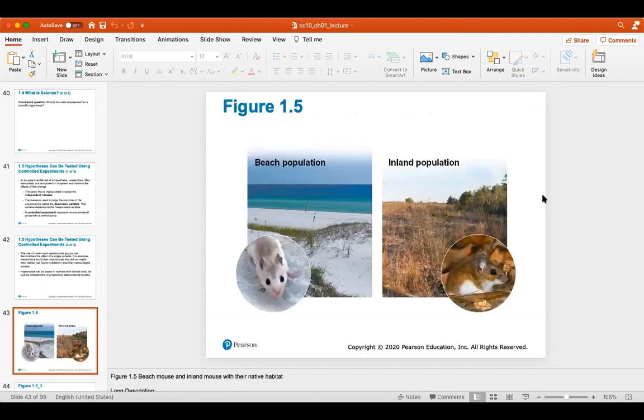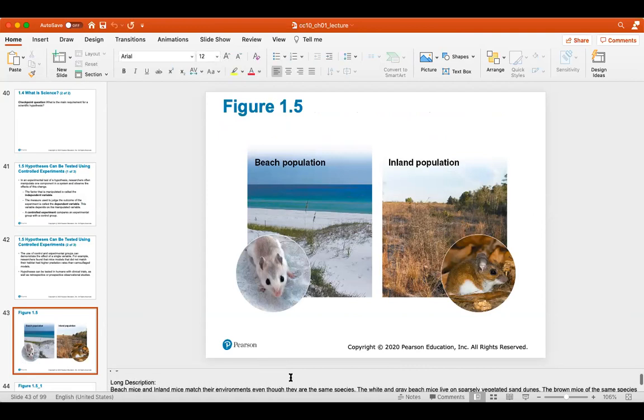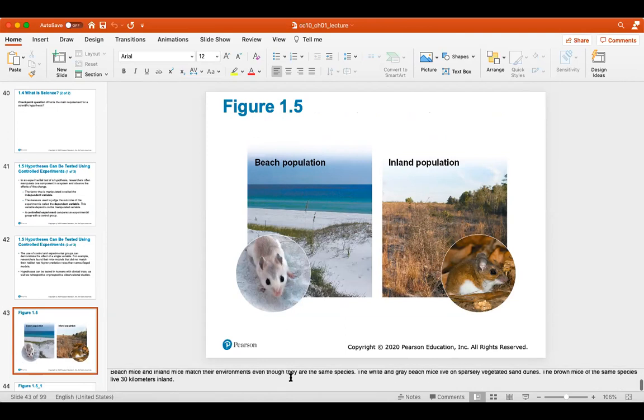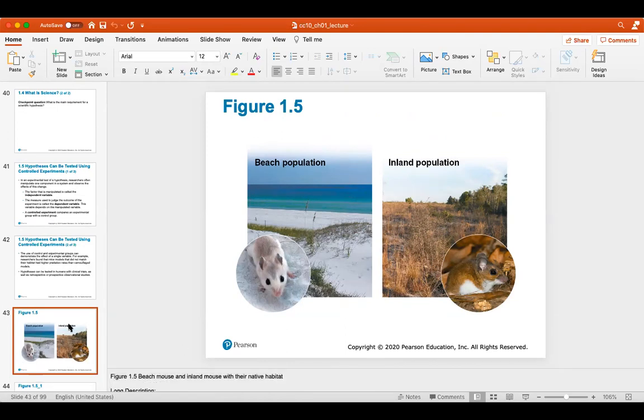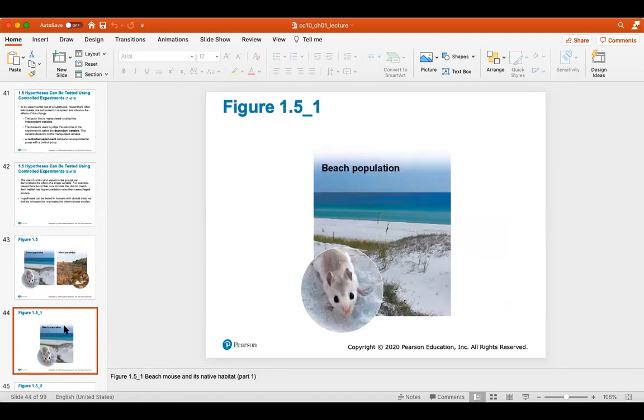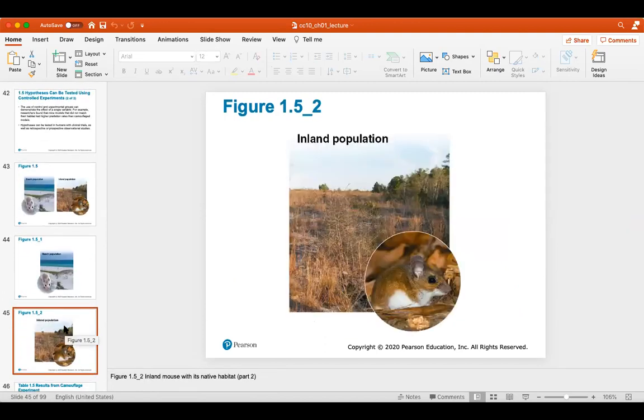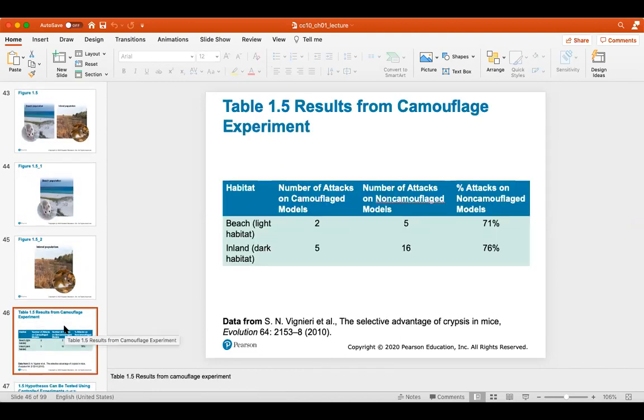And this just shows a beach mouse and an inland mouse with their native habitat, looking at how mice look different based on where they live, because their camouflage will help keep them safe against predators. The beach population in its native habitat is a much lighter color to camouflage with the sand, versus the inland population mouse, again, camouflage to help keep it safe from predators.